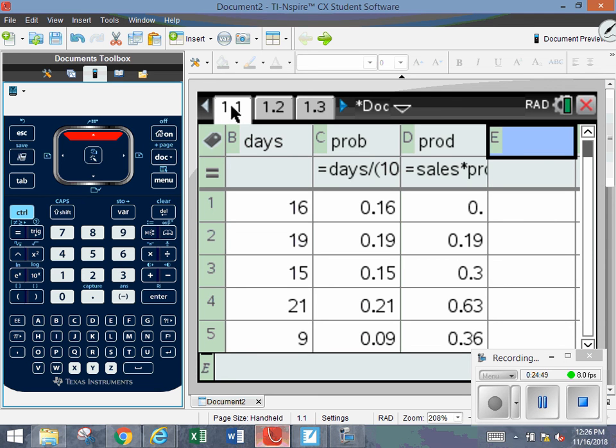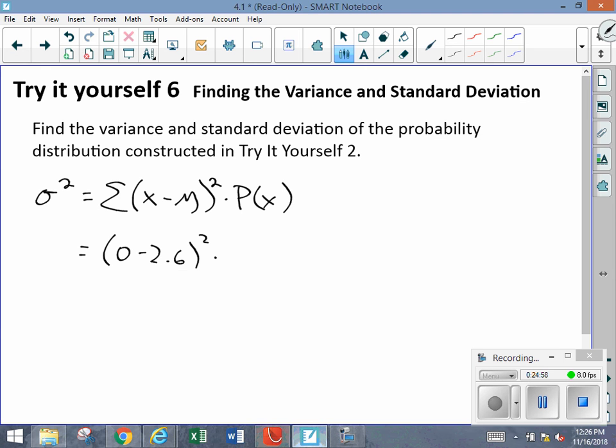Really sure? 0.16. Well, that's 1. I don't know why. No, I just, 0.16.